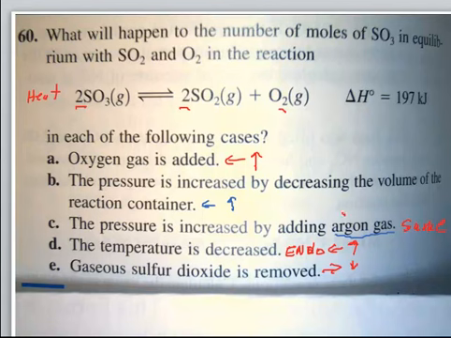Adding argon gas. Argon gas is inert, right? Adding argon gas causes the partial pressures not to change at all, and so you're not going to get any kind of change. So the amount of SO3 is going to stay the same. When the temperature is decreased, look where heat is. Heat's over here on the reactant side. Since the temperature is decreased, that's like removing heat. That's going to cause the shift this way, and so it's going to go up.